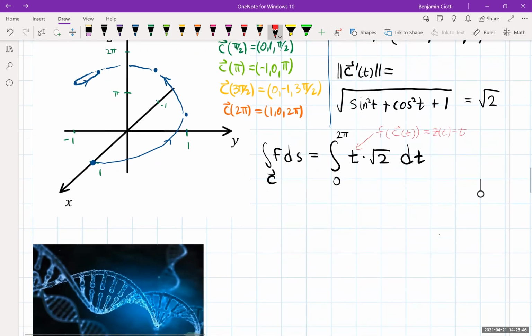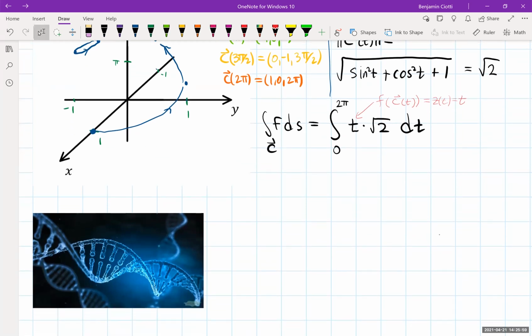Oh, and there's an image of a double-stranded helix, which is the form of DNA. DNA is made up of a double helix.